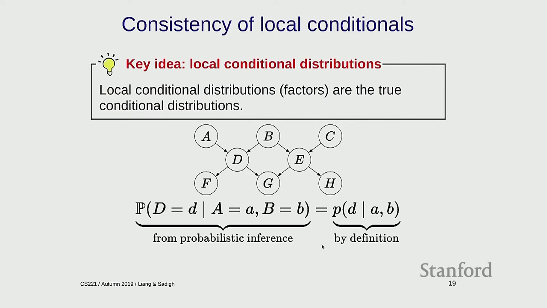As I alluded to before, if you have the probability of D given A and B, there's two versions of this that you might be thinking about. One is the local conditional distribution, which is, again, you just define it as such. And then there is the corresponding quantity that comes about from probabilistic inference. This quantity is derived from taking the definitions, forming the joint distribution, and then using the laws of probability to derive this particular quantity. And this property says that, don't worry about it, the two are equal.